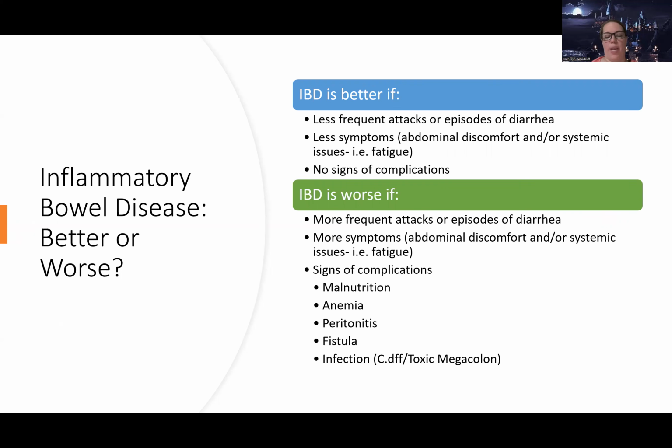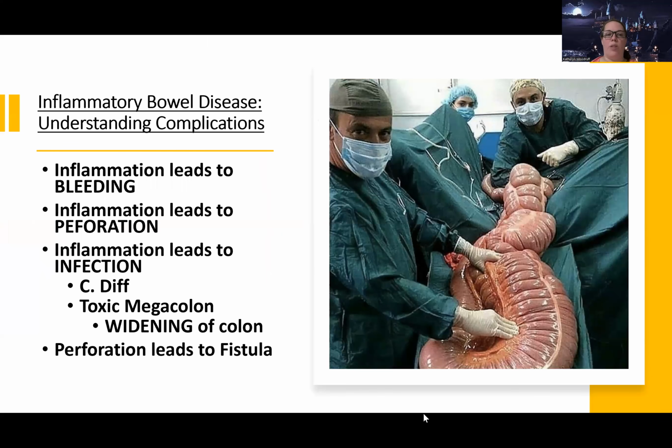So again, some of the big complications: malnutrition, anemia, and then we're going to take a break from talking about inflammatory bowel and jump to some of these complications. We're going to talk about peritonitis and fistula, and then they're also at risk for infection like C. diff or toxic megacolon. So this is a picture of a toxic megacolon, and it can obviously get very large and swollen because of the inflammatory process.